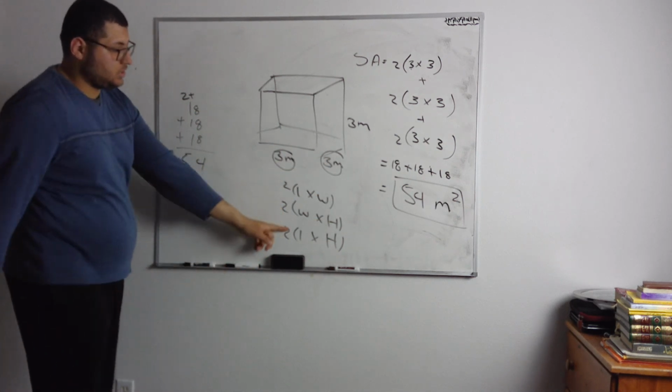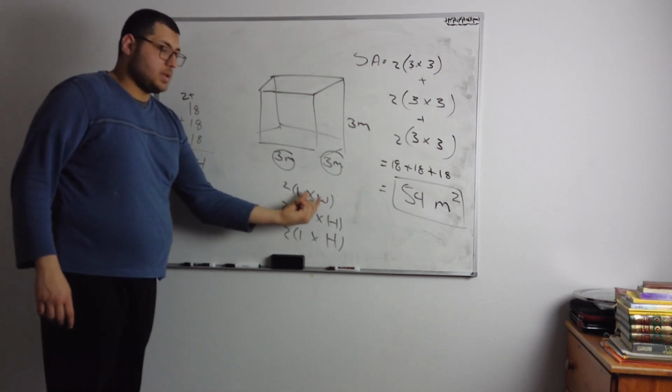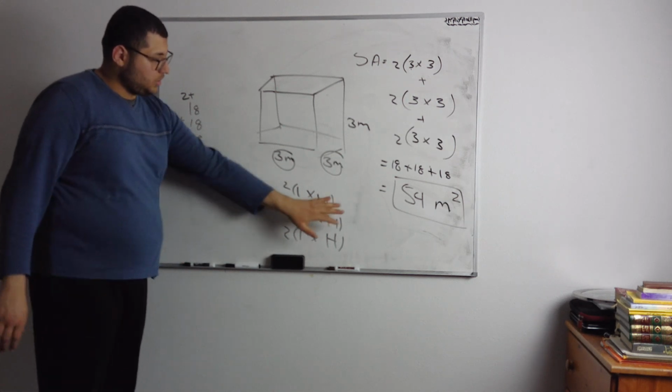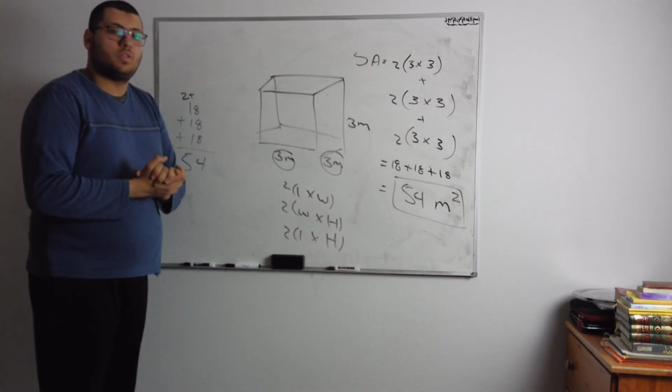Don't forget to double each number. When you get the length times the width, you have that number. You must double it. Double each number. Get each number first, and then add all the 3 numbers. All right.